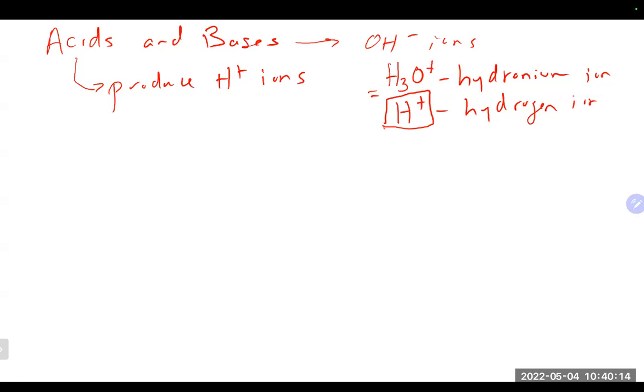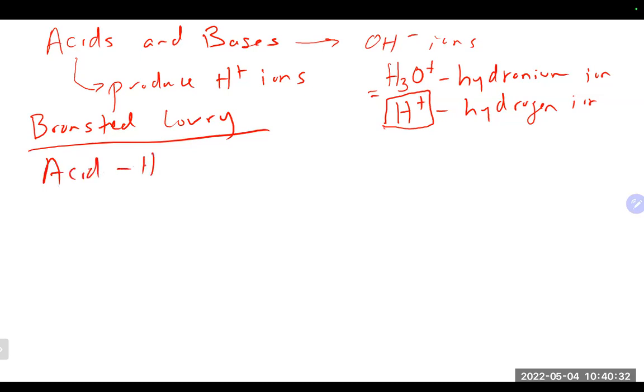Now, an early definition is that these guys can produce OH minus or H plus. A more general definition of acids and bases, which a lot of people think about when discussing them, is the Bronsted-Lowry definition. In the Bronsted-Lowry definition, an acid is a proton donor, so it is something that will give away an H plus, while a base is a proton acceptor, something that will accept the H plus in a reaction.